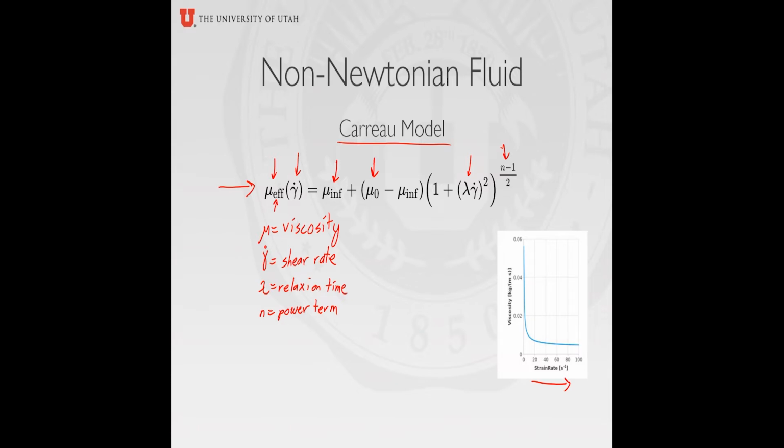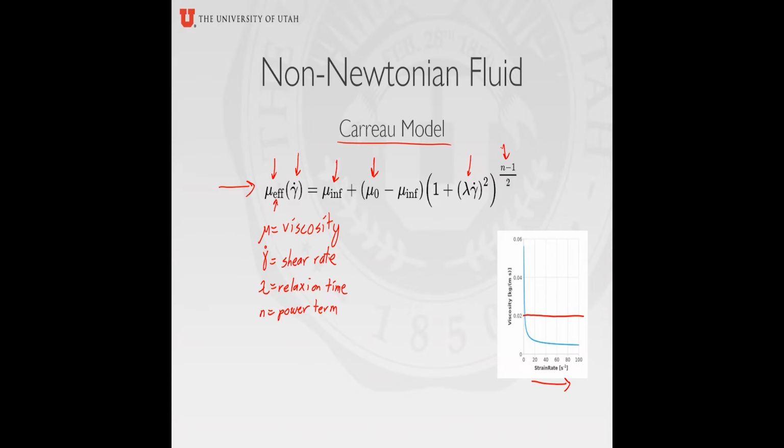If this were a pure Newtonian fluid, the graph would just be a straight line because viscosity would not be dependent on shear rate. For Newtonian fluids, the viscosity is usually a function of temperature and pressure. If you think about honey at room temperature versus honey that's warmed up, that warm honey is going to be less viscous than room temperature honey.